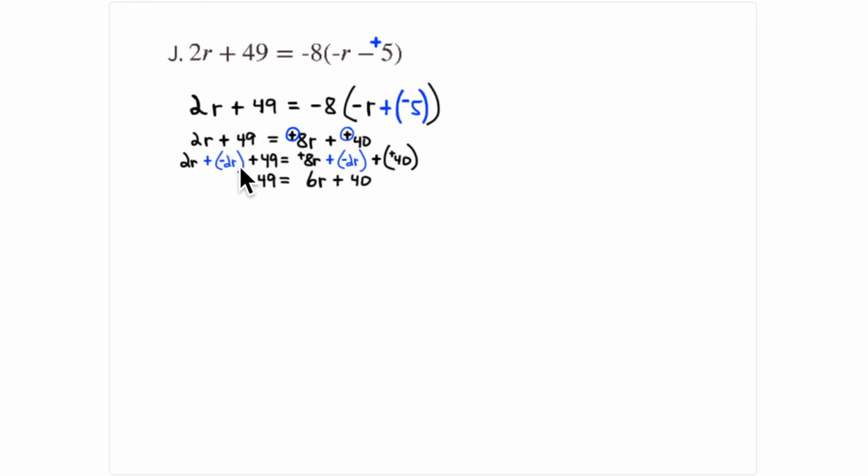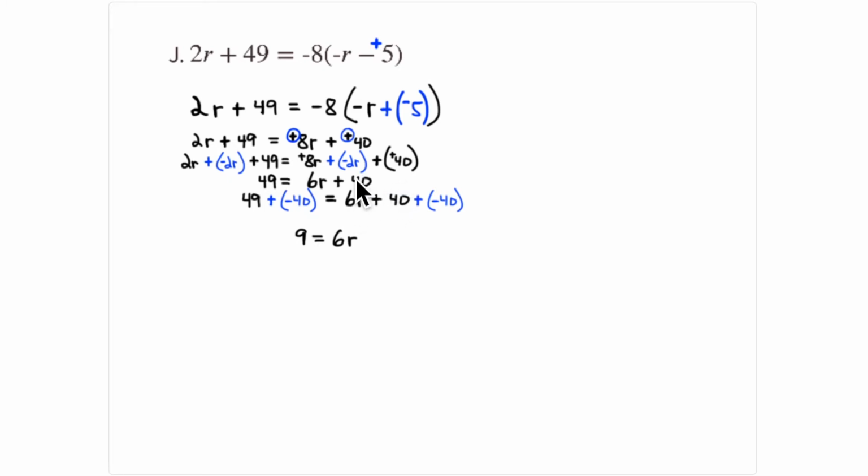And so now it's just a matter of eliminating terms and getting the numbers on one side and the variables on the other side. Now I can get rid of this 2r by adding a negative 2r. I could get rid of this 8r first by adding a negative 8r to the positive 2r, but that would give me a negative 6r on this side, and I would rather work with positives. So if I get rid of this 2r first, that gives me a positive 6r on this side, because this 8r plus a negative 2r is 6r, and so now I'm left with 49 and 40 plus this 6r.